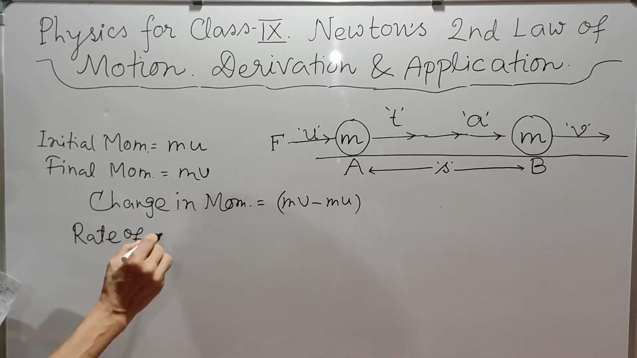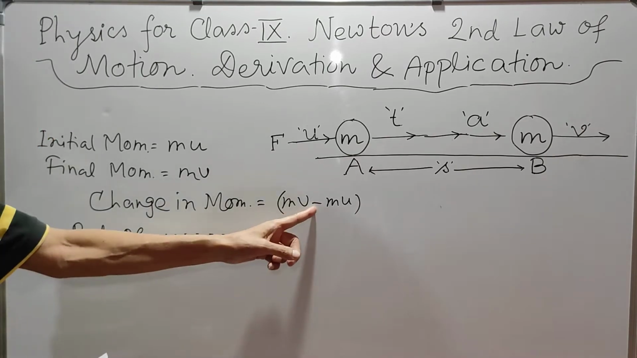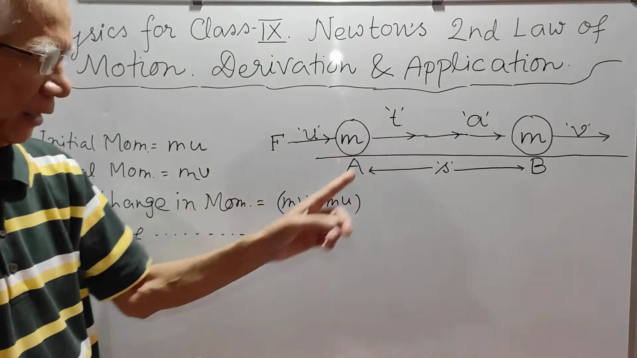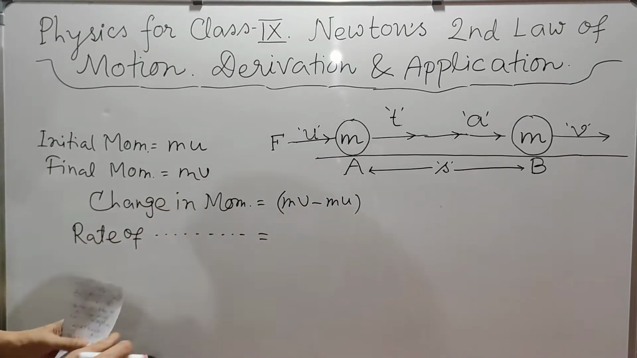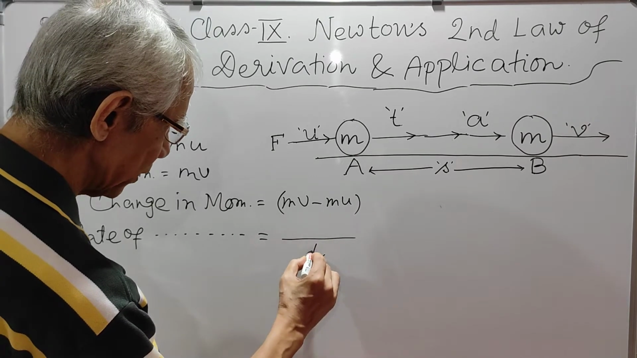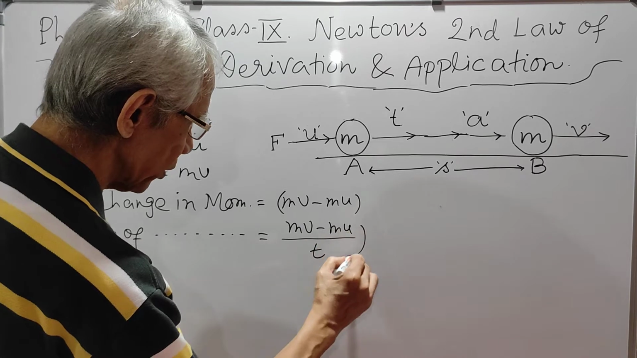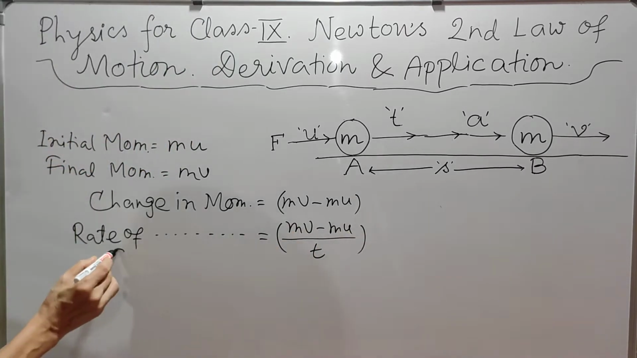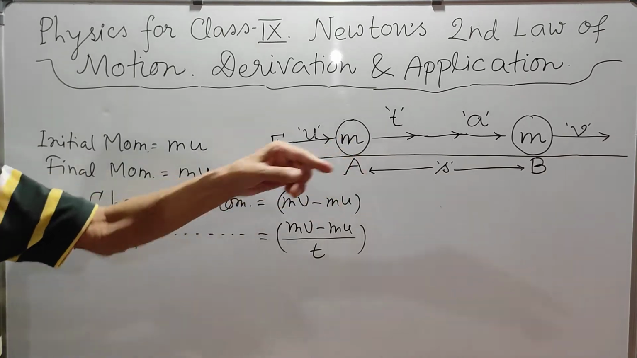Now rate of change in momentum. This is a change in momentum taking place in time t. Therefore, rate of change in momentum will be what? This divided by t, because rate is always divided by t, isn't it? So (mv minus mu) divided by t. So this is what? The rate. This is the rate of change in momentum of the body.